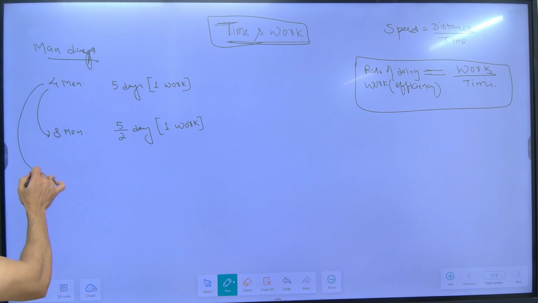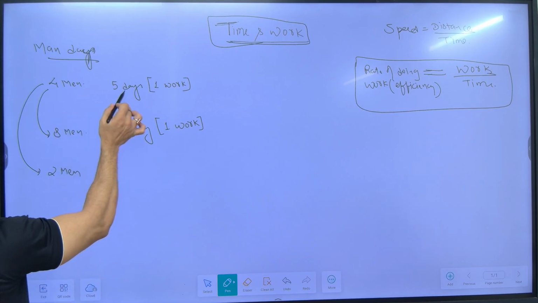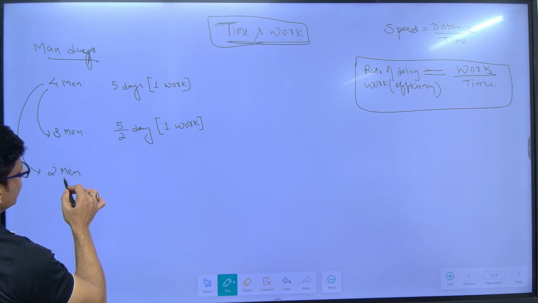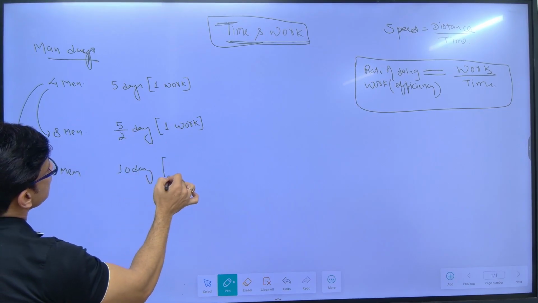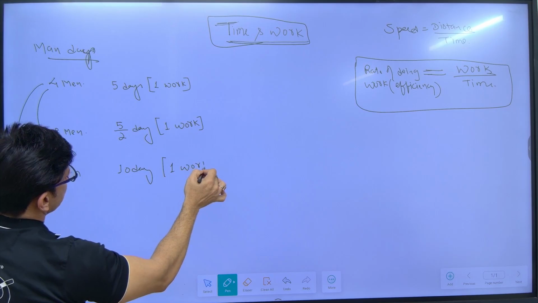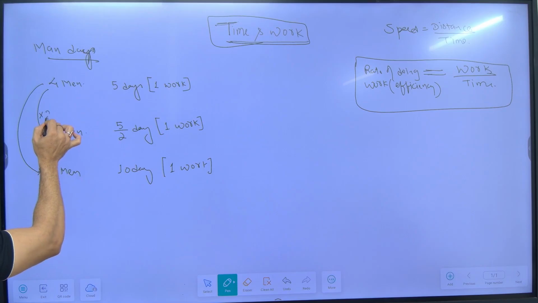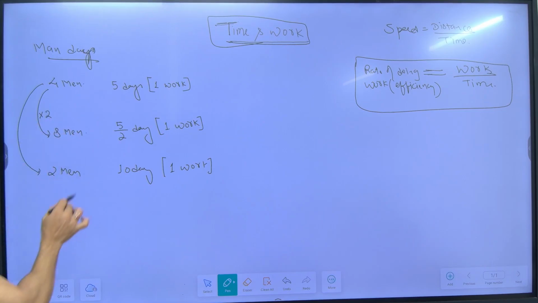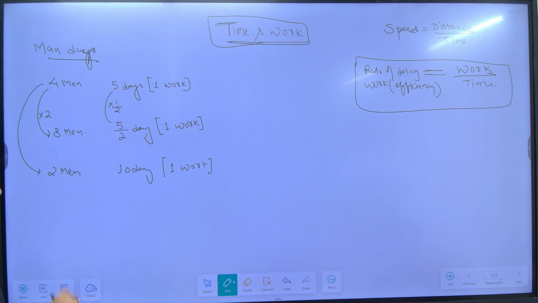And if you take half the number of men, then if 4 men can do something in 5 days, 2 men can do the same work in how many days? 10 days. Same work, right? The work is constant. Now understand this. 4 is becoming 8 by multiplying with what? 2. So this 5 will become 5 by 2 when you multiply it with 1 by 2 or not?